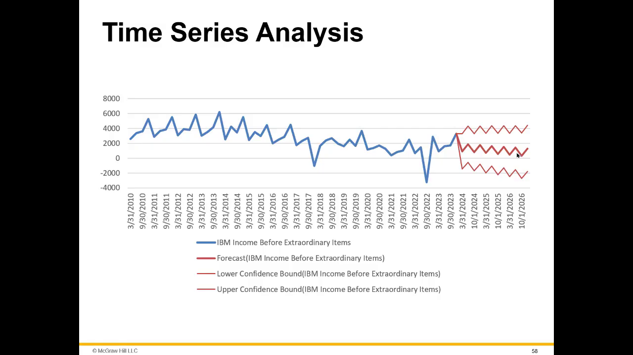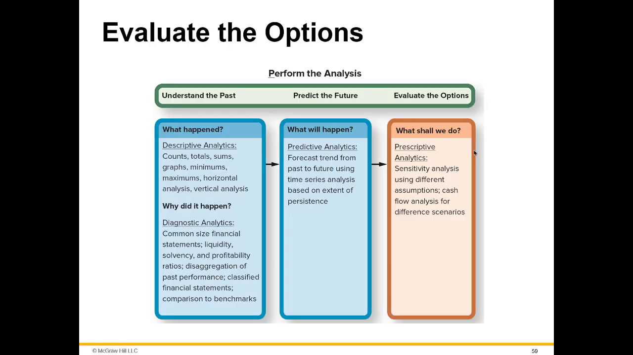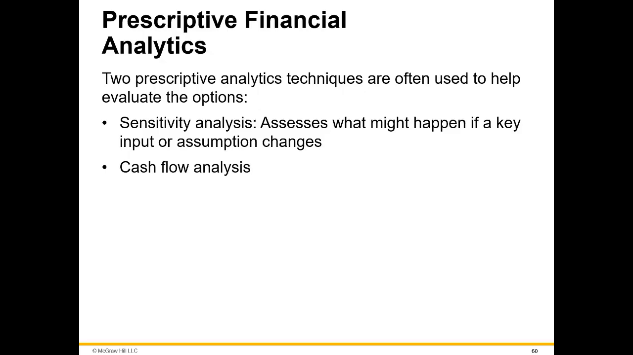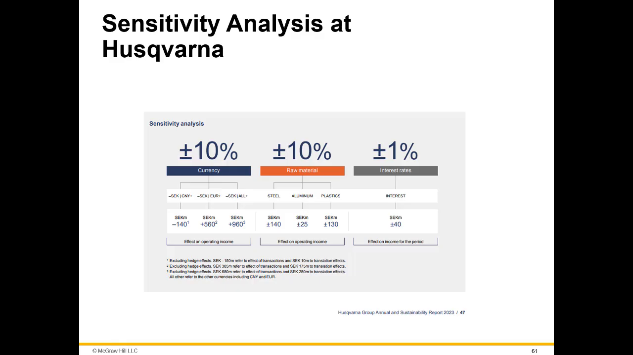But this expected level will virtually never be right. It's going to be somewhere within this area. But we rely on persistence to help us use a time series analysis. So we're now going to evaluate the options, and that's our prescriptive analytics. And so we're going to use some sensitivity analysis or even some cash flow analysis. For example, here's Husqvarna on their 2023 report and says, hey, if the currency changes by plus or minus 10%, here is the impact on our company.